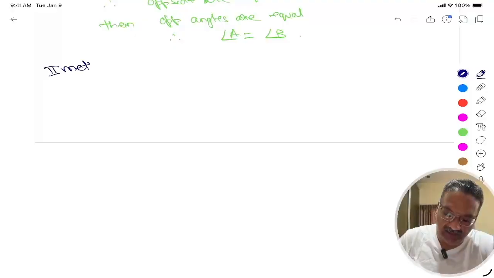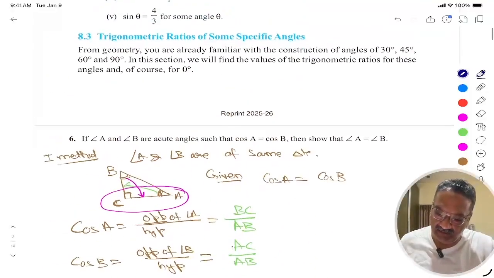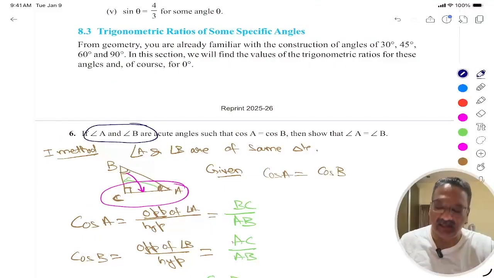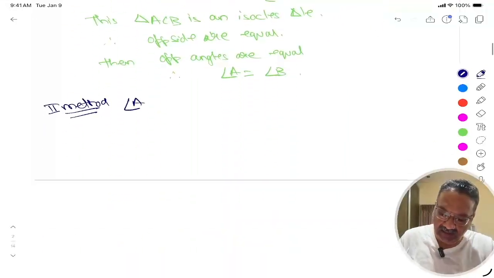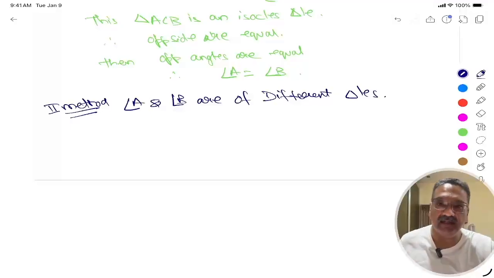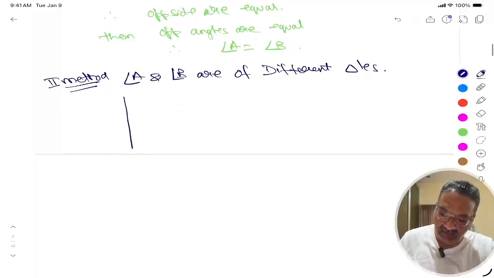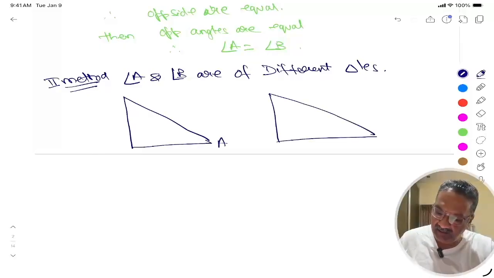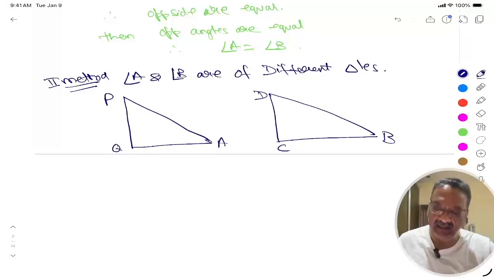In the second method, let us take that, or what they have said, angle A and angle B are acute angles such that cos A is equal to cos B. Let us assume that angle A and angle B are of different triangles. Let us assume they are different triangles. So what happens then is, we have one angle A here and angle B here. Okay, so I will call this AQP and I will call this BCD triangle.